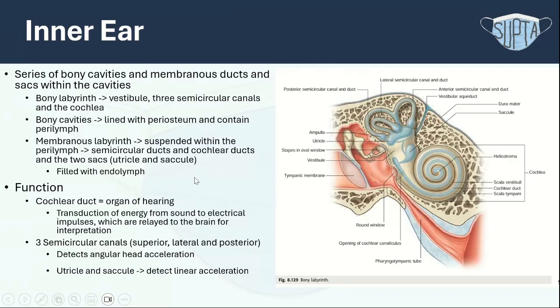And the main function is the organ of hearing, essentially, the cochlear duct, and it transduces energy from sound to electrical impulses, which are relayed to the brain for the interpretation of hearing. And then the 3 semicircular canals are important for balance, so they detect angular head acceleration and then linear acceleration of the head, basically your head movements and trying to maintain your sense of balance.